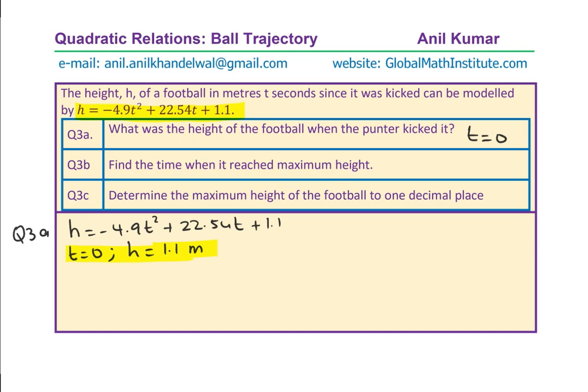Now let's look into part B. Find the time when it reached the maximum height. Determine the maximum height of the football to one decimal place, right? So again, you can use the quadratic formula to do it. Here, we will use an alternate method. Of course, you could use the quadratic formula.